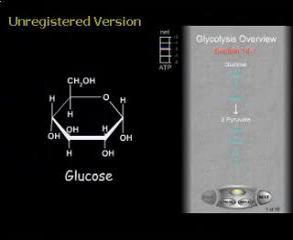biochemical pathway through which a molecule of the 6-carbon sugar, glucose, is converted to 2 molecules of the 3-carbon compound, pyruvate. In this process, free energy is sequestered in the form of 2 ATP molecules.